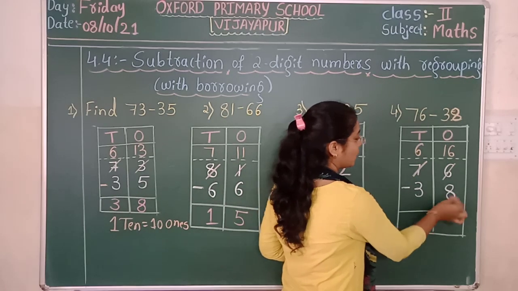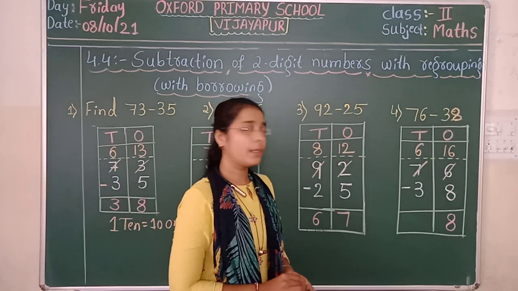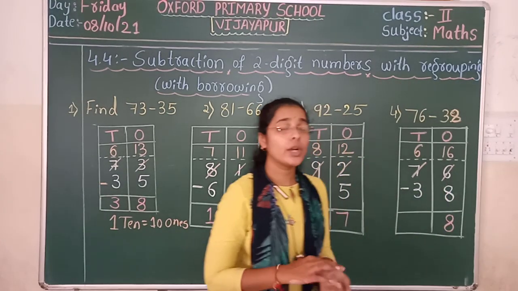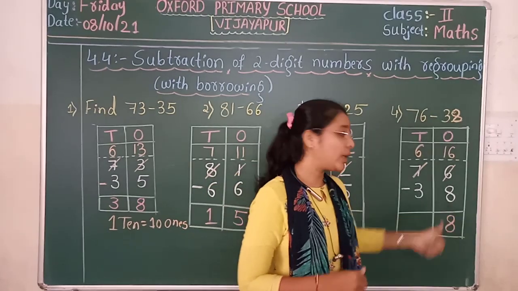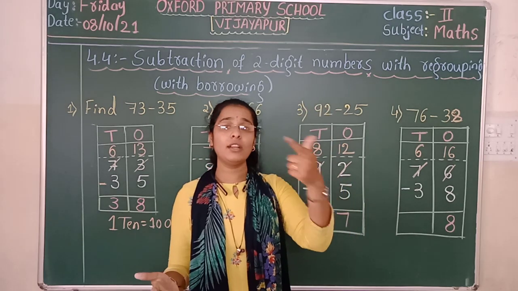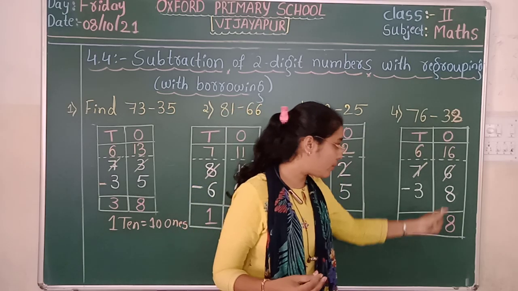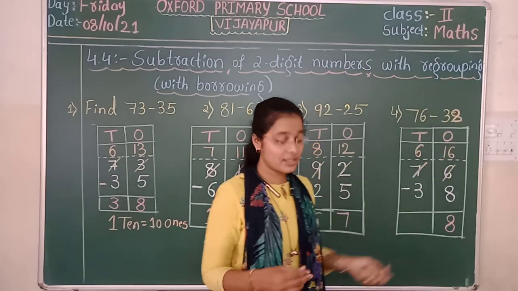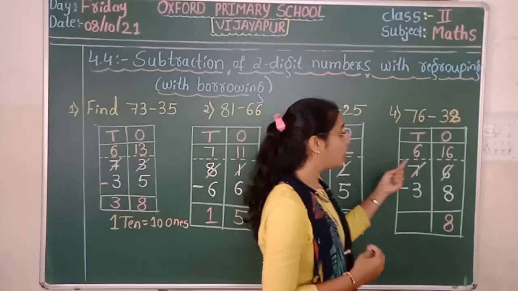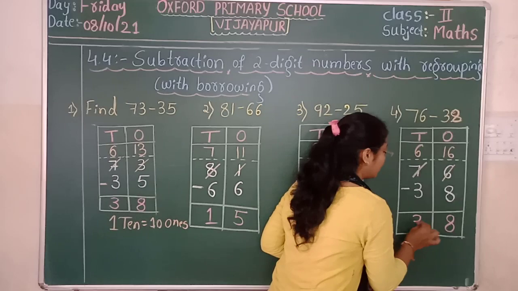Here after 8 till 16 we will get 8. After 3, the answer is 3. Means after 8 we have to count till we get 16. After 8: 9, 10, 11, 12, 13, 14, 15, 16. How many times we counted? 8 times. We have to count to get till 16. Next, after 3, count till we get 6. How many times we counted? We counted for 3 times.